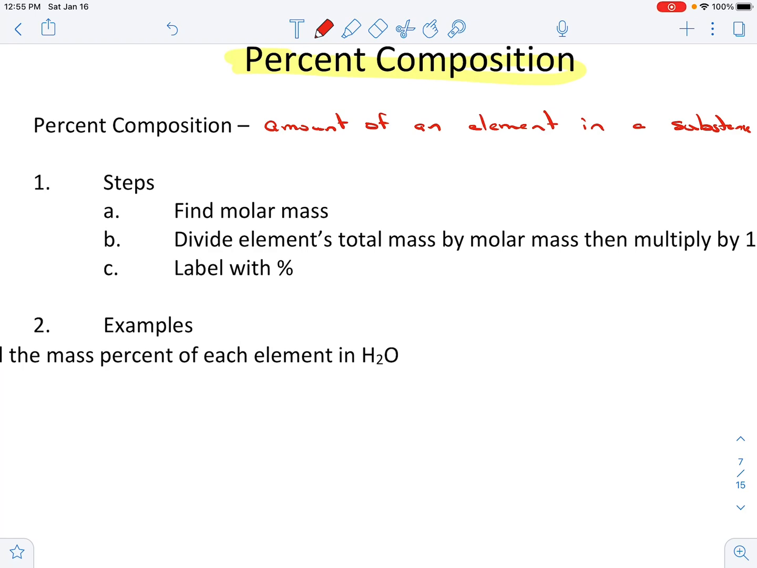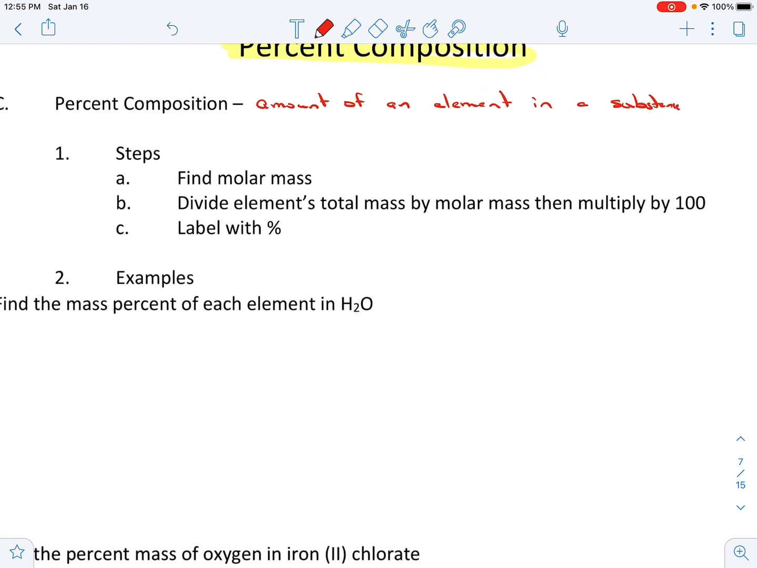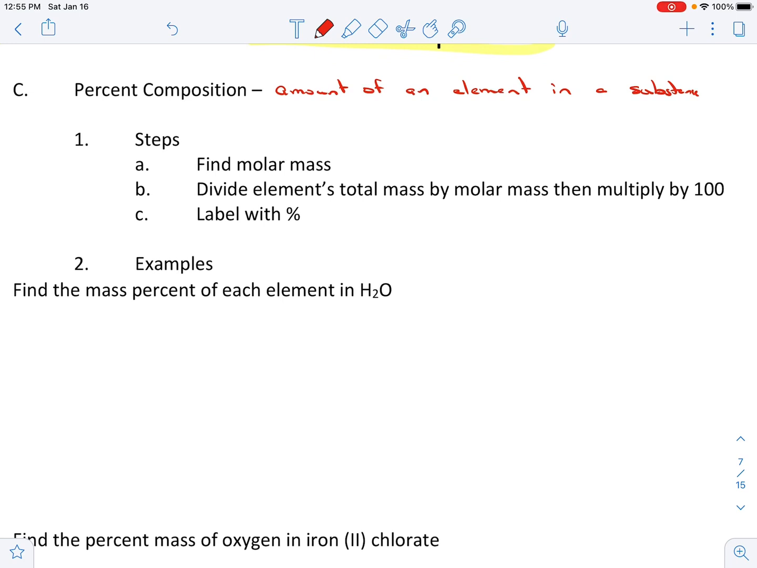So very, very simply, we have 3 steps and they are super simple, and it's just like finding percent in this class. You would find the molar mass, and then you would divide the element's total mass by the molar mass and then multiply by 100. And obviously we're going to label with a percent sign. And again, we're going to keep just 2 decimals. All right. So those are our 3 steps. Very, very simple.